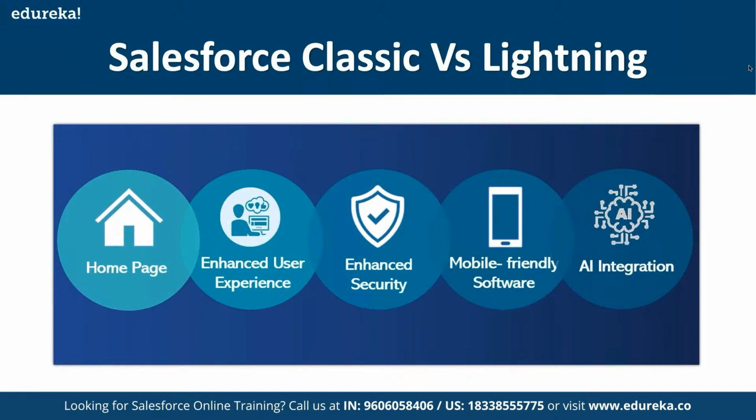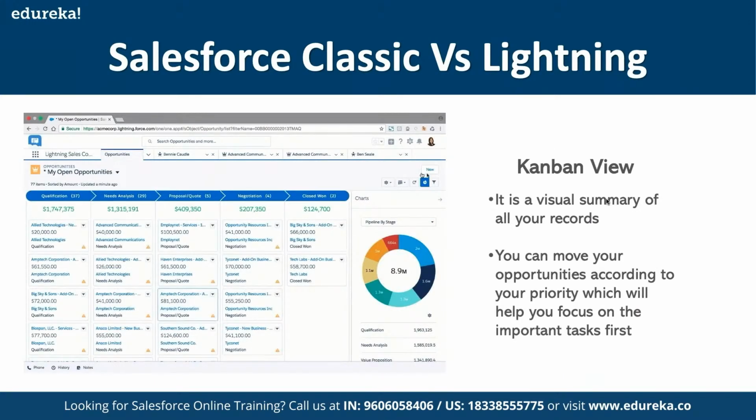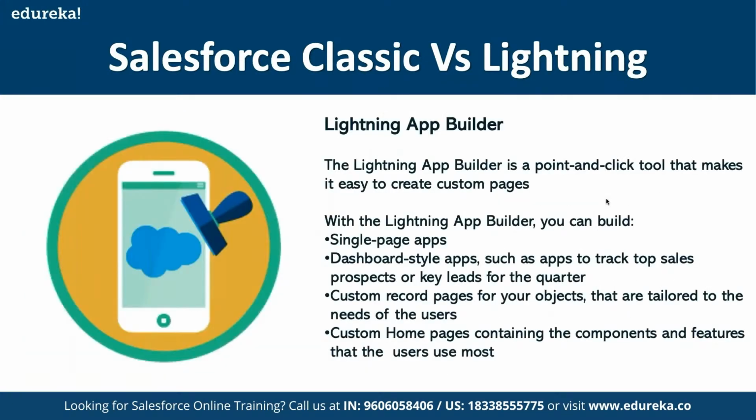So a better integration and better security is also one of the key features offered by the new version released by Salesforce. So if we talk about the main different version, as you can see here, now this is a better view where we can even include the entire Kanban. If you are familiar with Jira, with Agile and Scrum tools, you must be familiar with this term before. So it's like a visual summary of all the records here, and we can move the opportunities according to our priority, which will help us focus on the important tasks first. And that's how we can ensure that we do get the best out of the available platforms by using the current method. And then we have the Lightning App Builder.